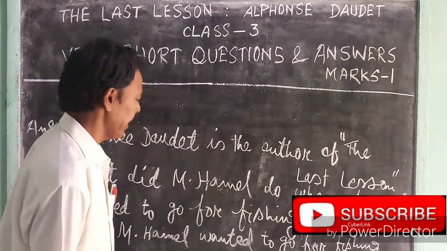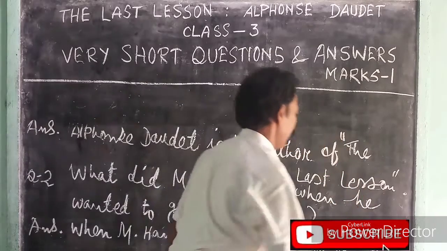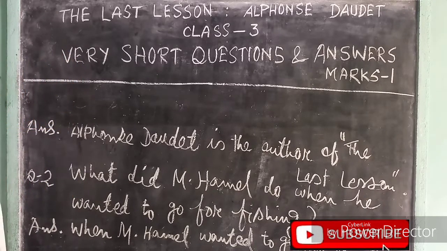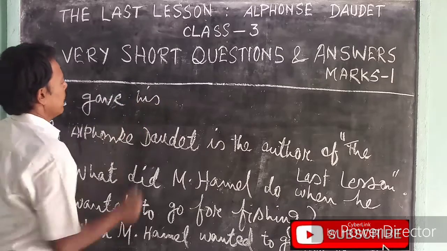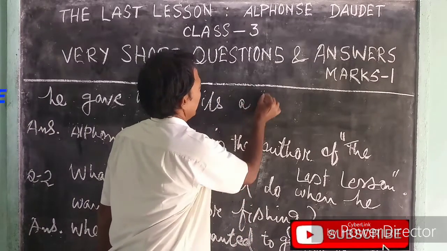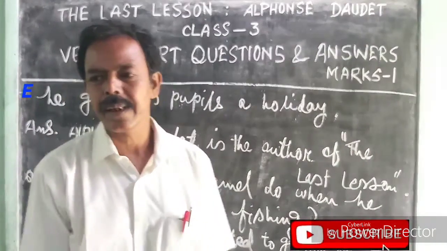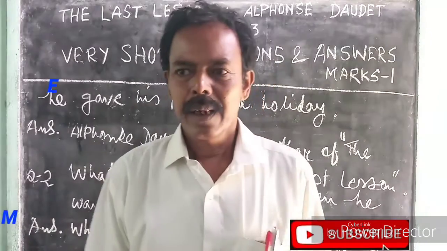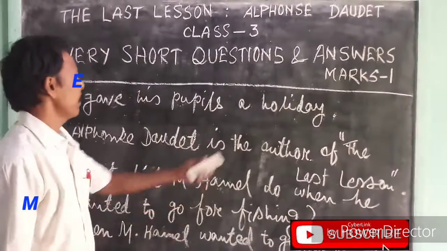When M. Hamel wanted to go for fishing, as soon as we reflect the subordinate clause in the beginning, we have to put one comma to distinguish the other part. When M. Hamel wanted to go for fishing, he gave his pupils a holiday, as it was his own intention either to keep a class open or to declare it off. Whenever it was necessary on his part to go for fishing, he declared the school to be off, meaning a holiday.